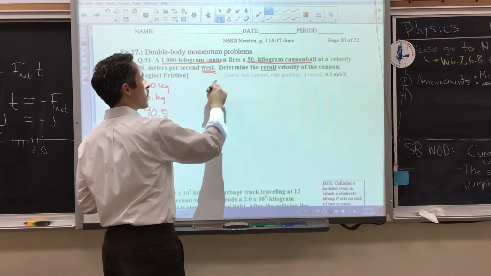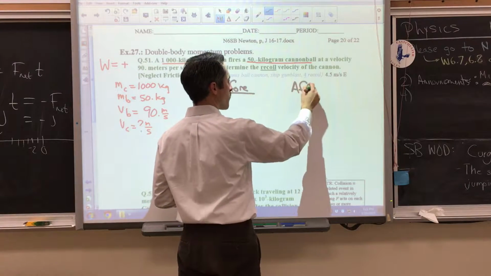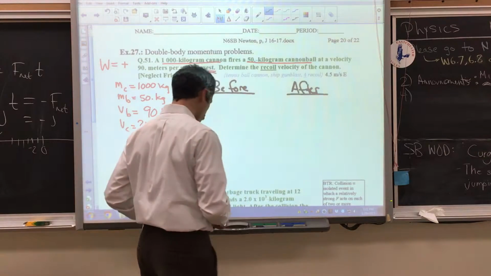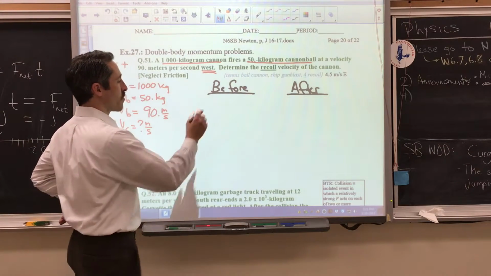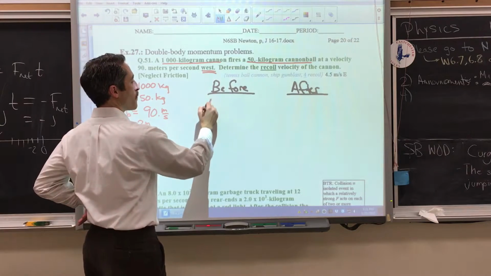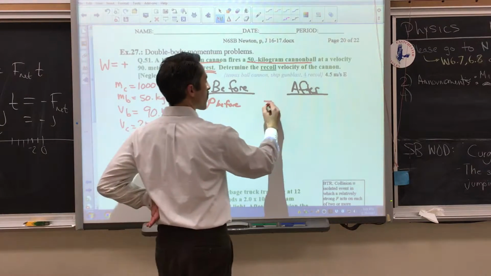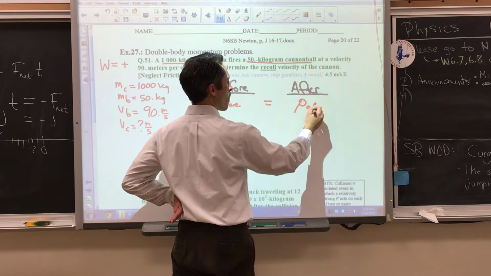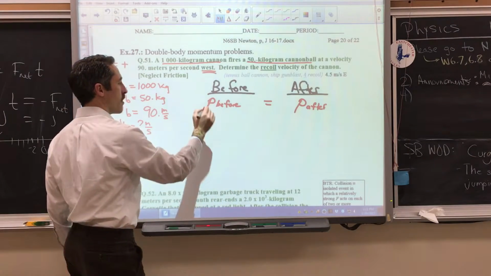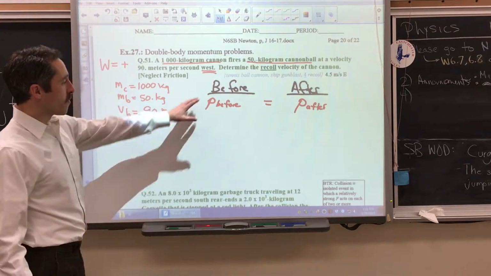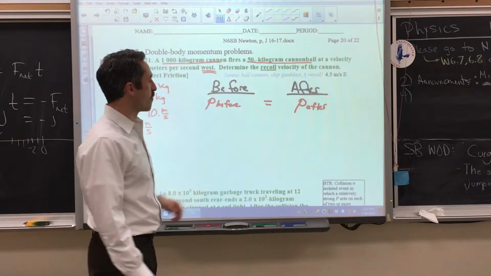And so what I strongly recommend you do is break your problem into before and after. Before and after what? Before and after the explosion or the firing of the cannon. So before the cannon fires, we have a total momentum. In your reference table it says P before equals the total momentum after. Good. Next, before the explosion, our momentum is contained in two objects, the cannon and the cannonball.